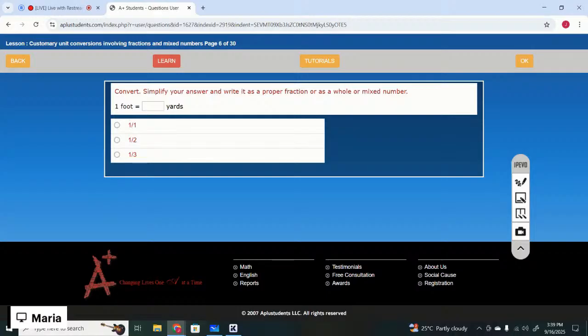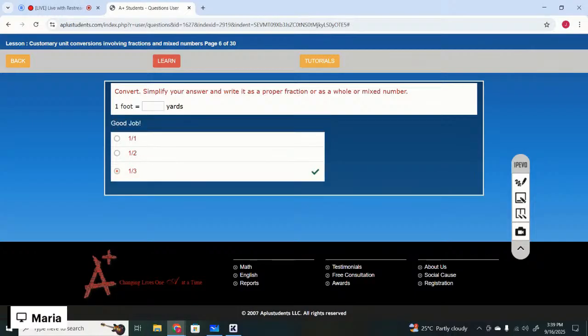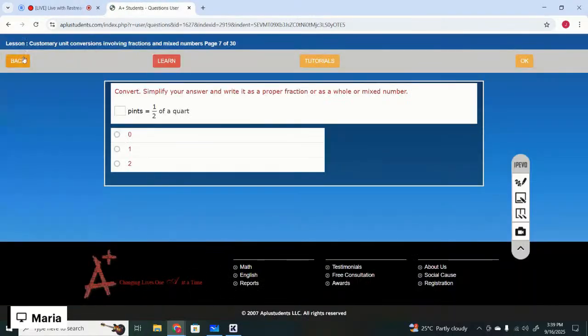1 foot equals how many yards? That is 1 by 3 yards. Option number 3 is the correct option. Okay, you can complete the rest yourself later today.